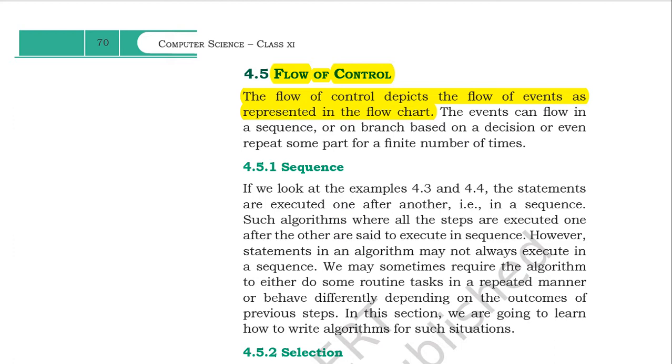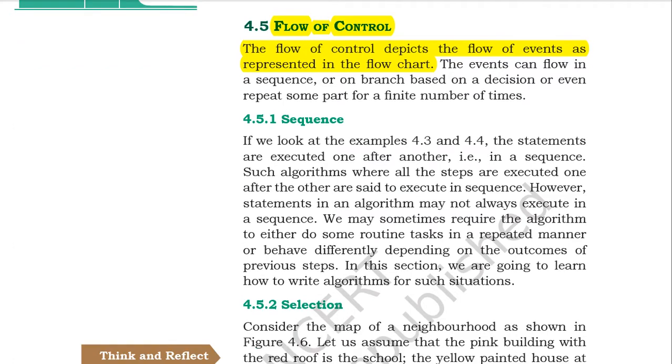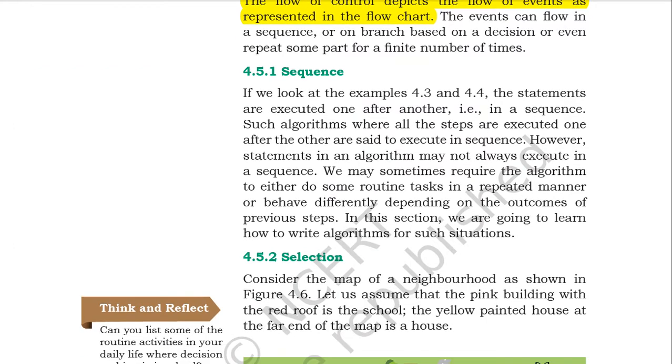The events can flow in a sequence, or branch based on a decision, or even repeat some part for a finite number of times. Number one, this is sequence. The name implies what it means.